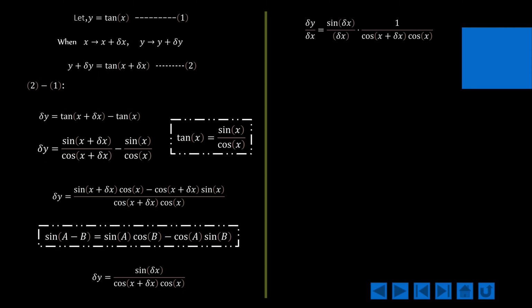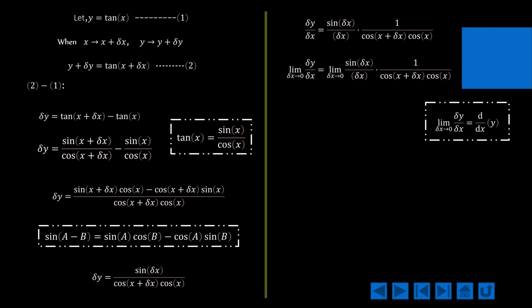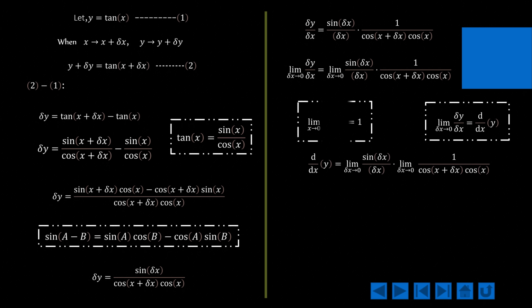To establish our rate of change, we divide both sides by delta x. Now, let's take the limit as delta x approaches 0 on both sides. We separate the limits to isolate our fundamental limit fraction, sine of delta x over delta x.